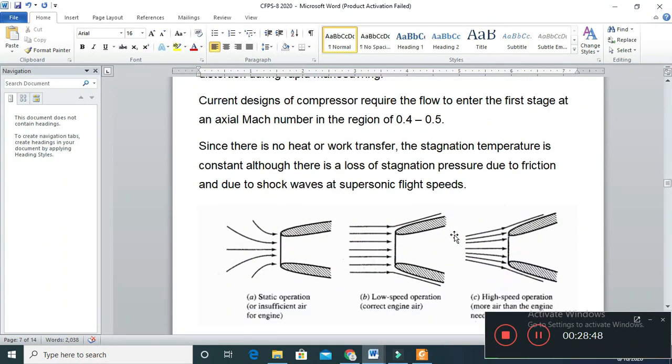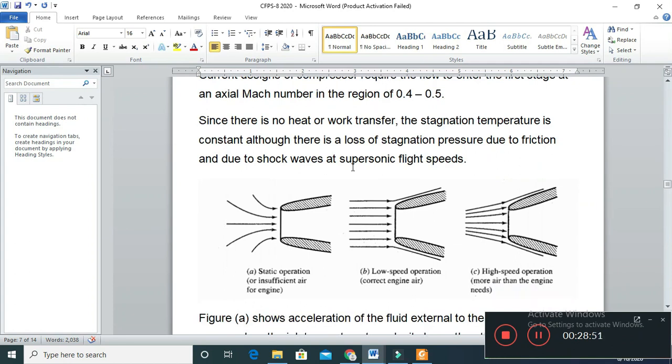Then there can be different flow patterns at the inlet section. This is one flow pattern, which is during static conditions. In the static conditions, the ambient velocity is negligible, and we have to bring the air with a sufficient velocity inside the compressor section. So this is insufficient air, due to which the flow is sucked in. This is the converging form of flow pattern.